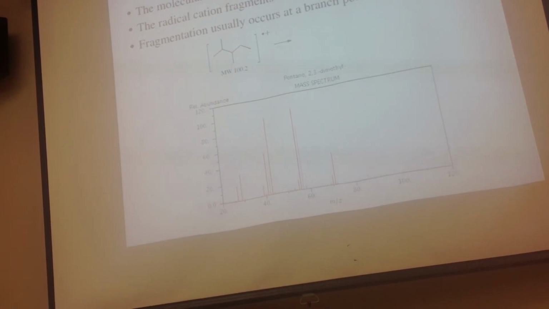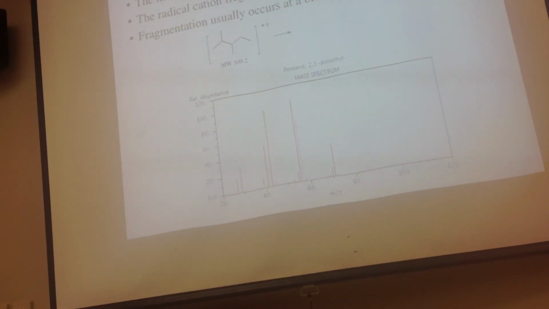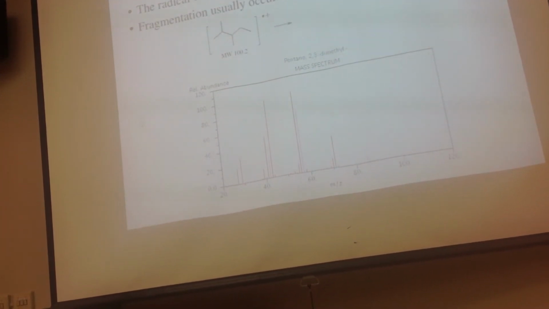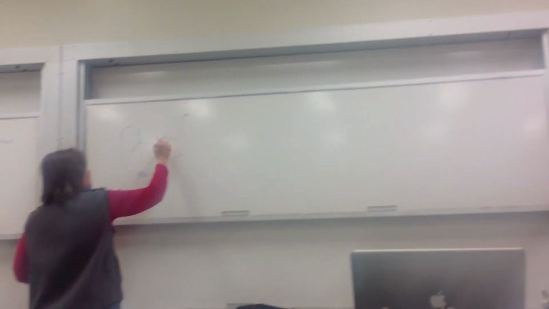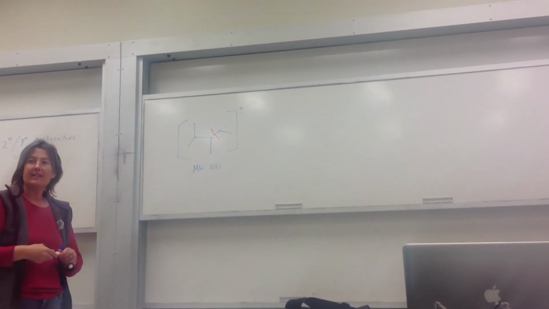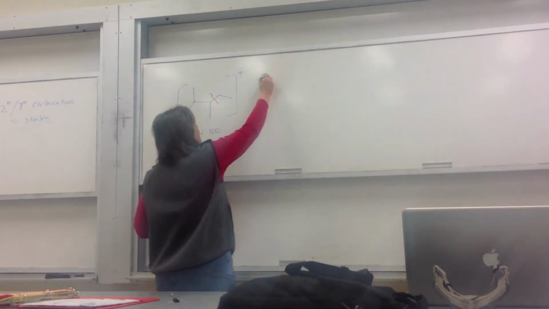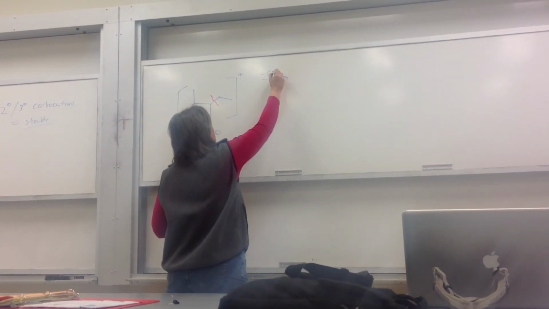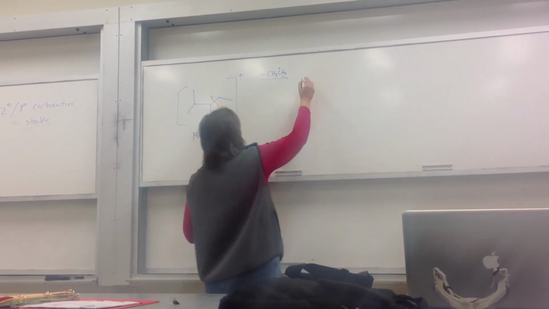Let's take a look at the fragments that we might expect to get from this. I might expect, and let's get a different color pen. Let's use red. What if I cleave right here? If I cleaved right there and took off an ethyl radical, so minus CH3, CH2 radical, I would have this.